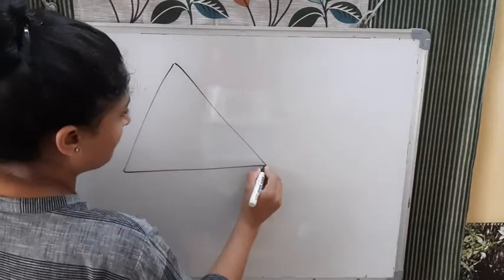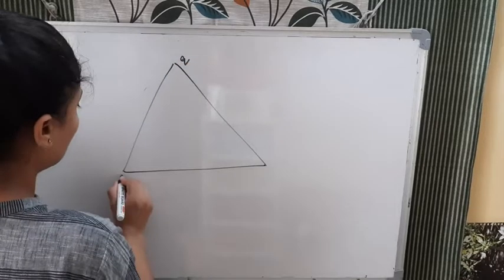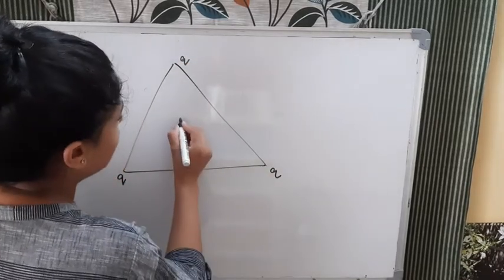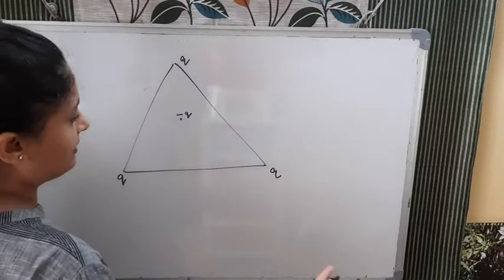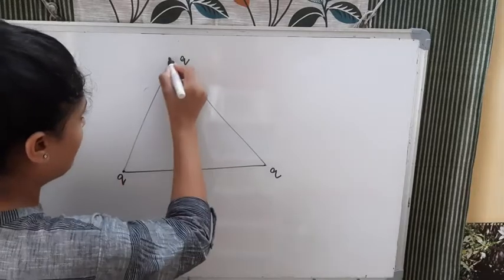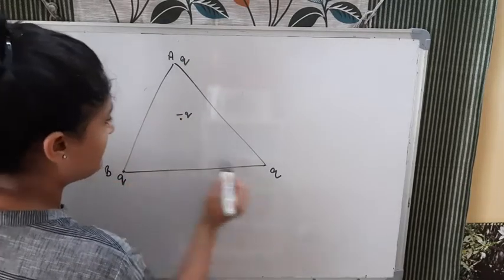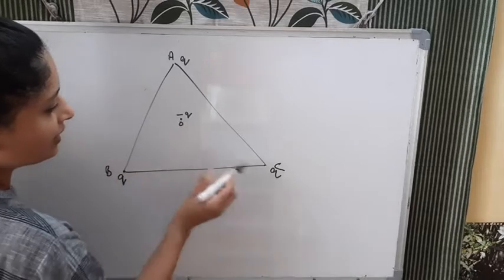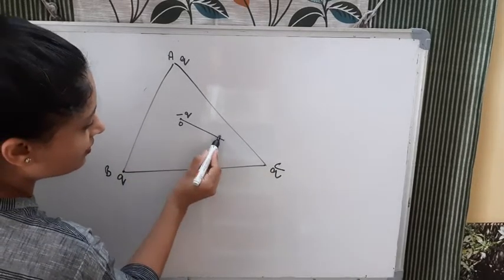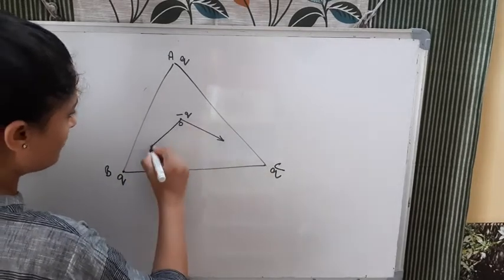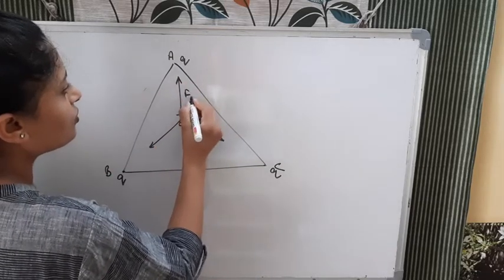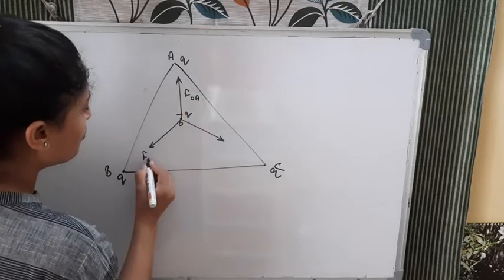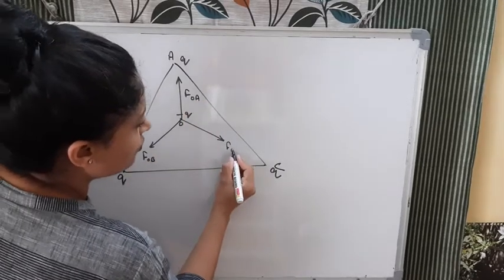We can do one more numerical. If I'm saying, okay, in the same question there are q, q, q and at the center the charge is minus q, so what will be the net force at the center? See, this is q, point A, point B and point C. At center O we need to find the force. Because of this C it will go this way, because of this it will go this way, and because of this it will go this way. So this is force on O due to A, this is force on O due to B, this is force on O due to C.